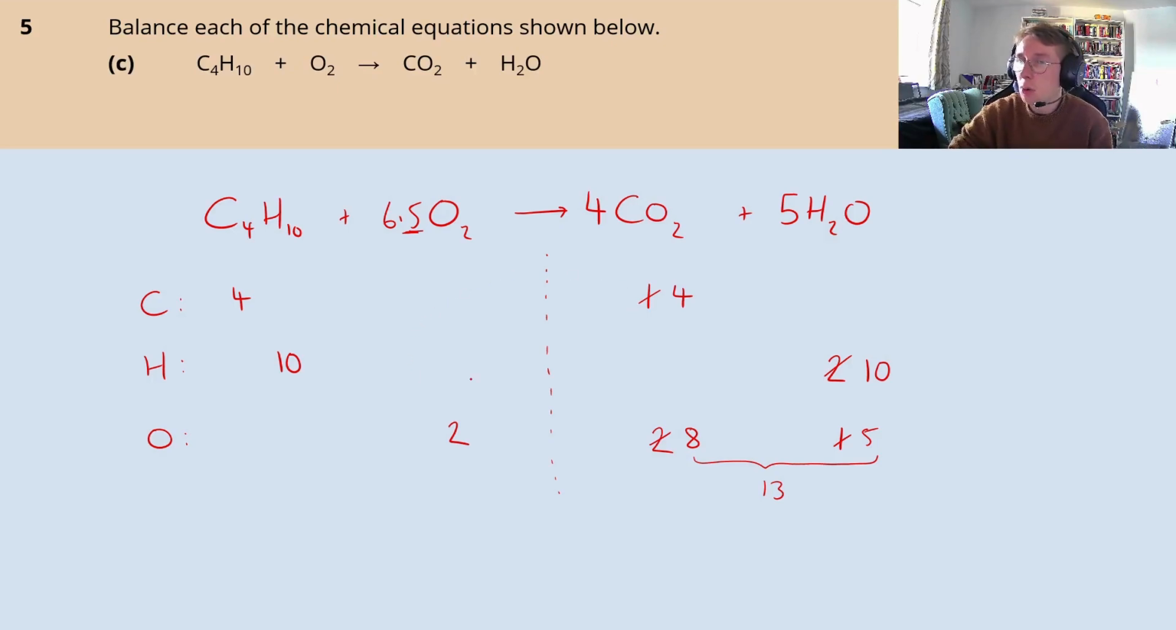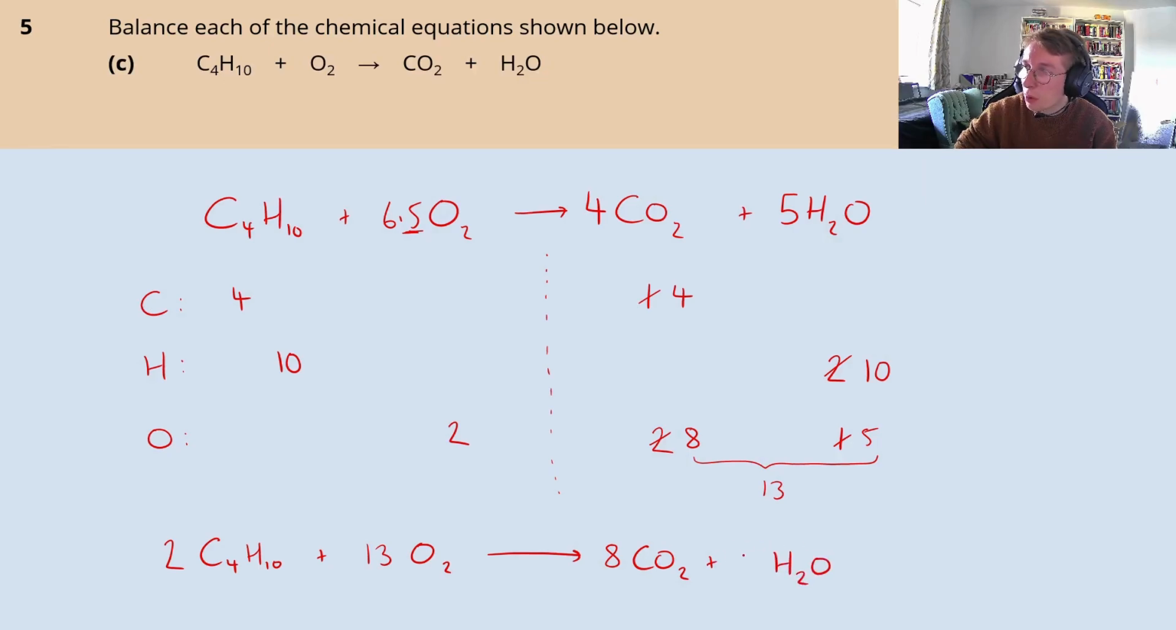So what do I mean by that? Well, I'm going to write it right at the bottom. C4H10, we had one of them before, so now we can increase that to 2. 6.5 lots of O2. If we times 6.5 by 2, we get 13. 4 lots of CO2. If we times 4 by 2, we get 8. And 5 H2O. If we times 5 by 2, we get 10. So this would be your final answer to this question.